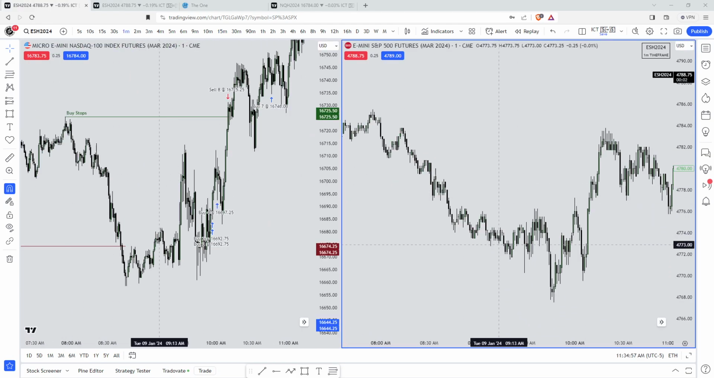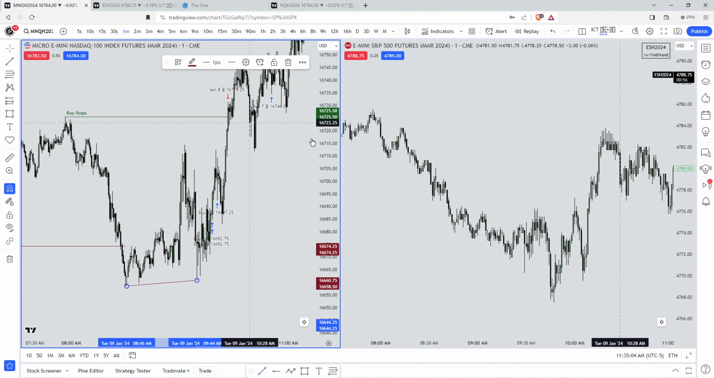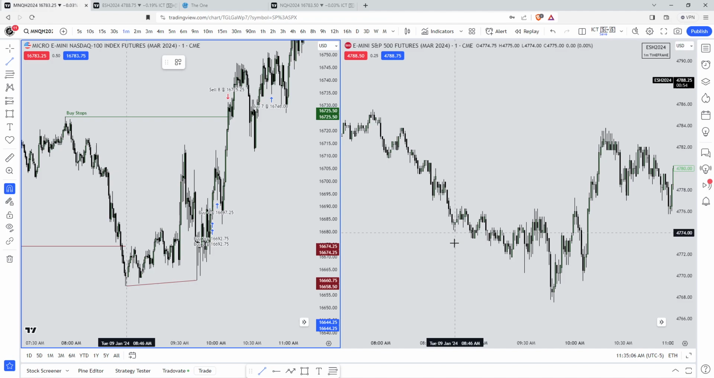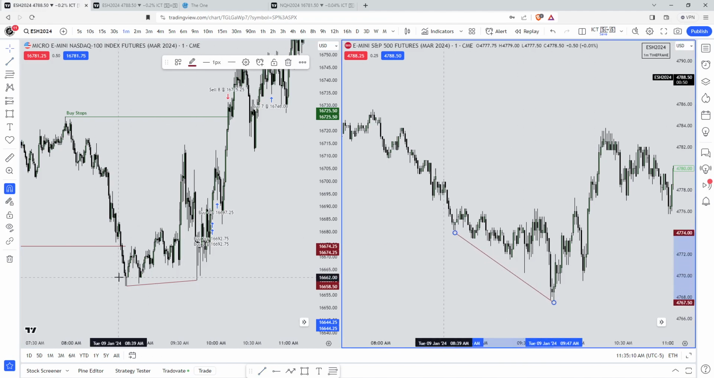So this is when I start to compare ES and the NASDAQ. As you can see from this previous low down here, price makes a higher low. But if we look at the S&P 500 chart on the right hand side, so we have the S&P 500 on the right, NASDAQ on the left, this makes a lower low. So we have a cracking correlation between correlated assets.